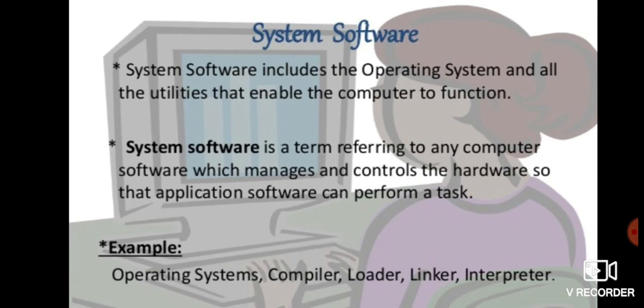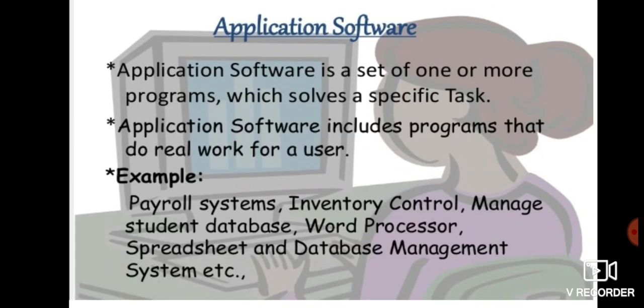Examples of system software are those which manage and control our hardware. For example, the operating system which operates our computer, which is responsible for switching on and switching off our computer and also booting our computer. Compiler, loader, linker, interpreters, these are the main software required for the functioning of our hardware, and so they are classified as system software.